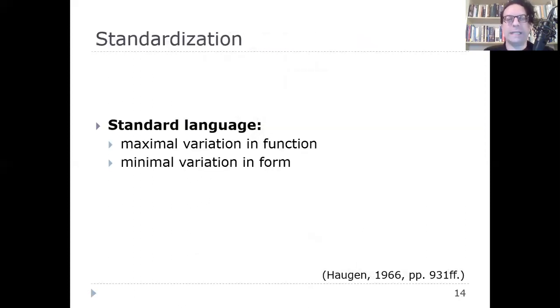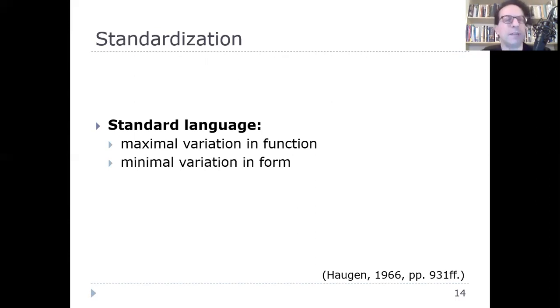Which leads us to the idea of standardization itself. A standard language has been defined as a variety of a language that has minimal variation in form, maximal variation in function. What does that mean? Maximal variation in function means a standard language, a standardized language can be used for everything. You can do everything with it. It can fulfill every function. It's not, for example, just a spoken language. It's not just a language for, I don't know, poetry. You can also write scientific texts in it, for example.